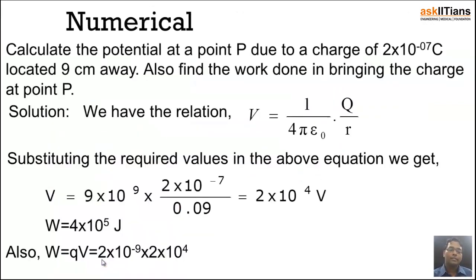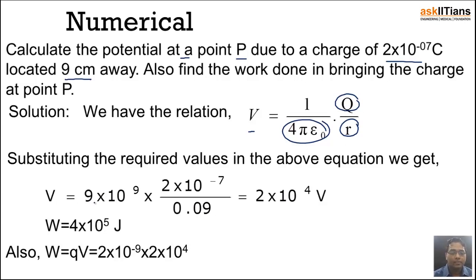Now, let's try to understand it with the help of a numerical. First numerical goes like this. You have to calculate the potential at a point P due to a charge. It's very simple, located 9 centimeters away. So what you are going to do? You're just going to put in the values Q, R, 4 pi epsilon naught.